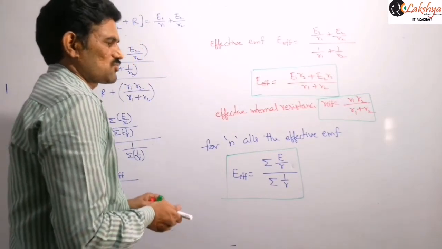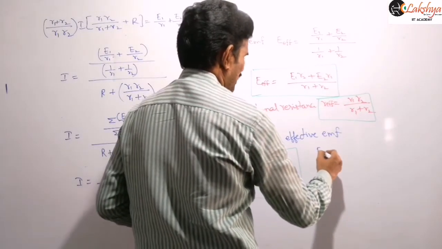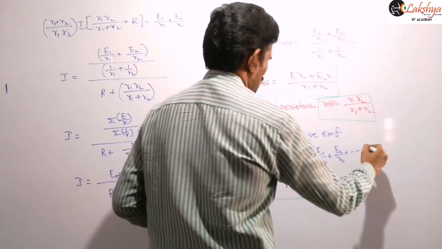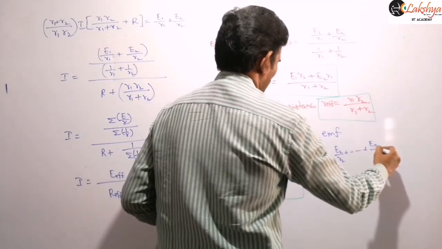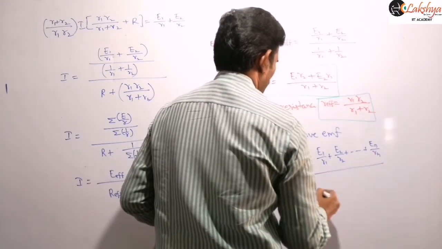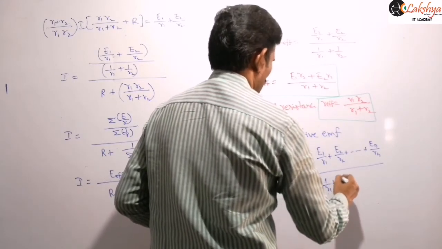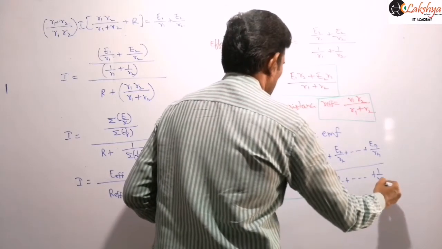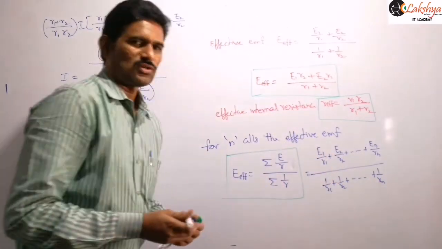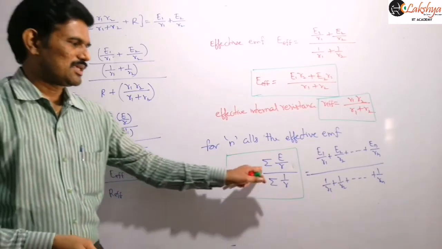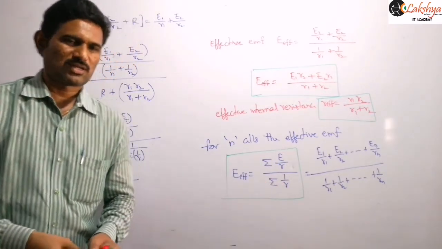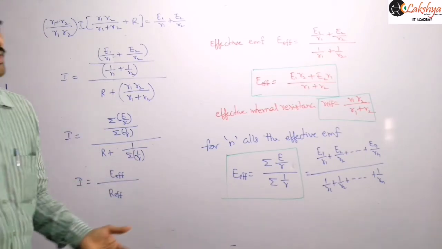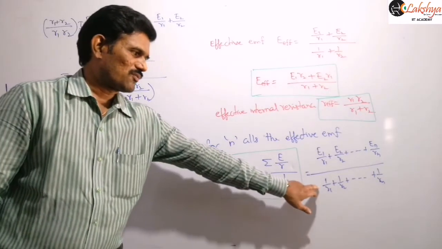If n cells are there, actually what we should write is E1 by R1 plus E2 by R2 plus and so on plus En by Rn, by 1 by R1 plus 1 by R2 plus and so on plus 1 by Rn. So this is the actual meaning of this. You can simply remember it like sigma E by R by sigma 1 by R. So that gives our effective EMF, and the effective internal resistance we will see next.